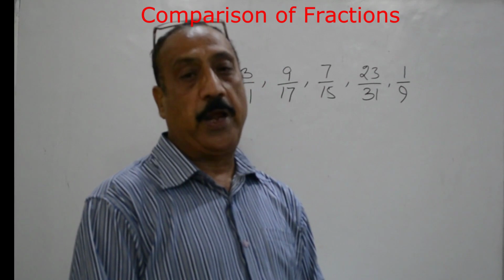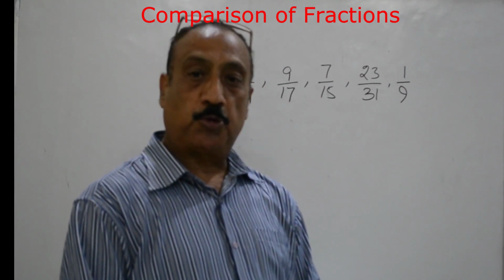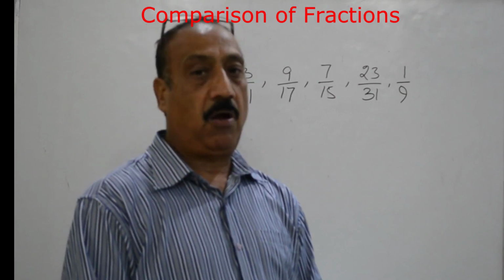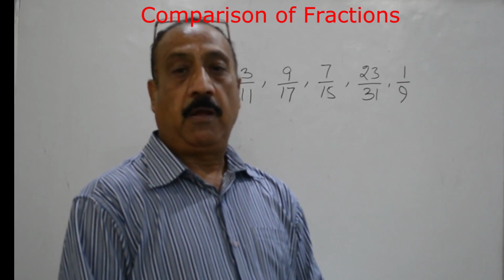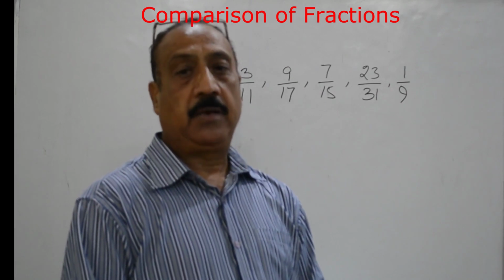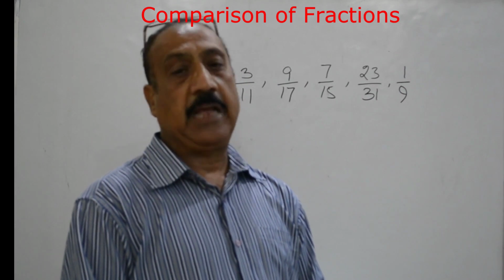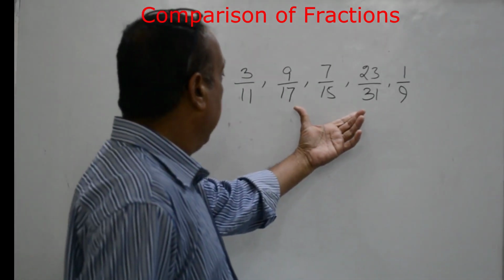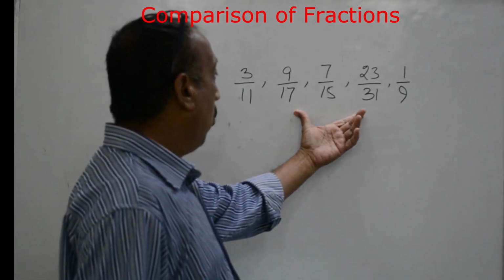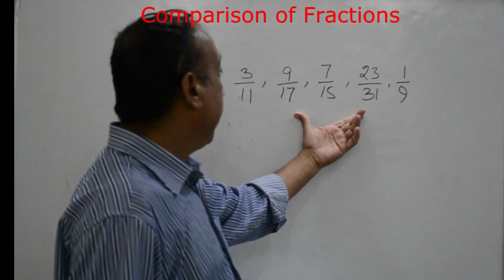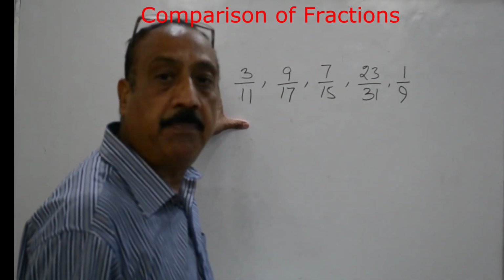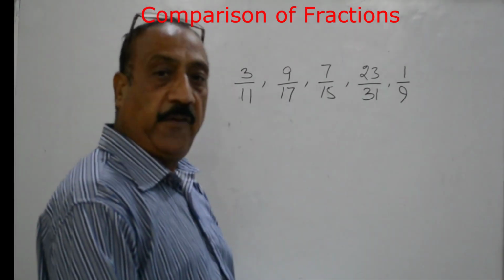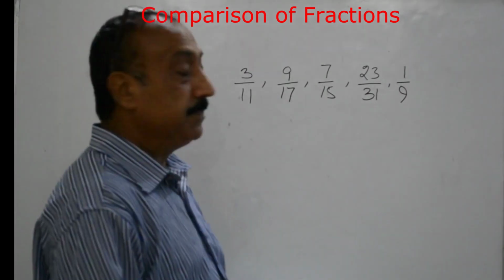Now we are going to discuss the situations in which we can compare fractions with the help of observation, without doing any calculation. Now see this example. Here we want to find out which one is the biggest and which one is the smallest. This problem looks quite difficult to solve, but it is not.